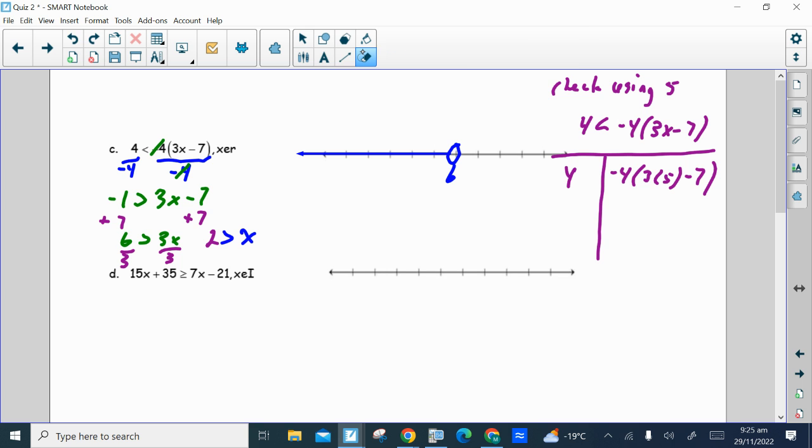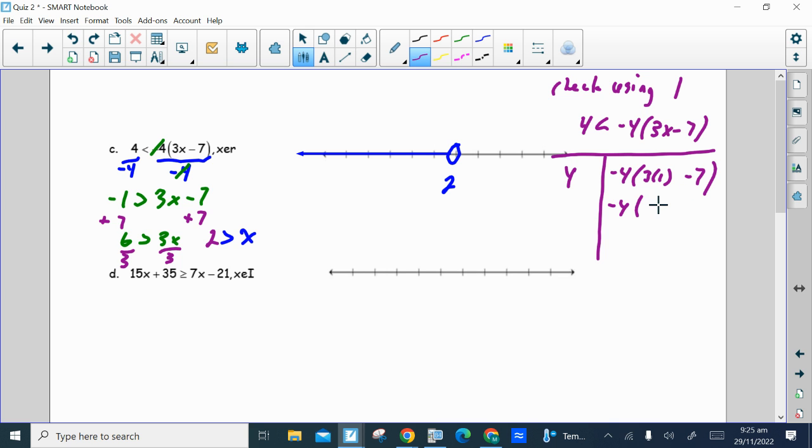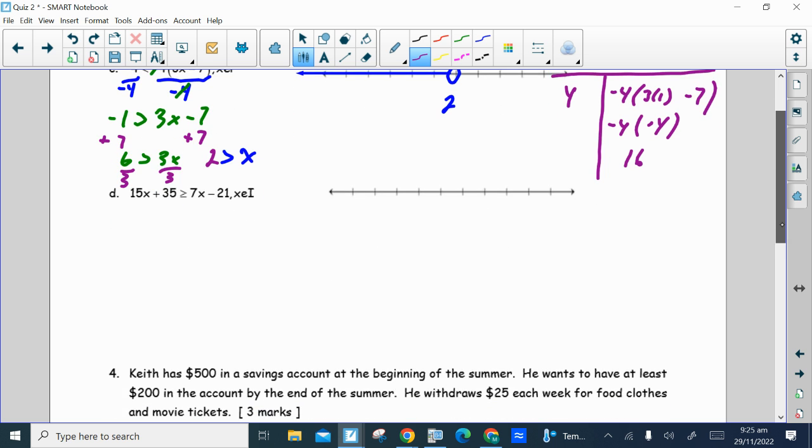So I have to use a number less than 2, not 6. So let's check using 1. So it's -4 times 3 times 1 take away 7. 3 times 1 is 3. Take away 7 is -4. And -4 times -4 is +16. So it checks. The number on the left is less than the number on the right. So it checks.